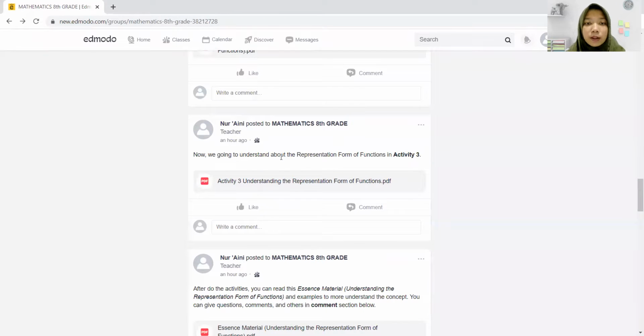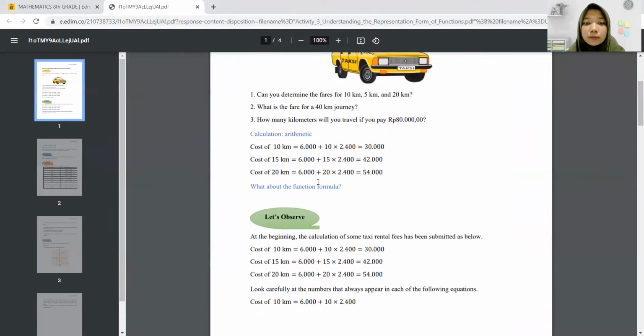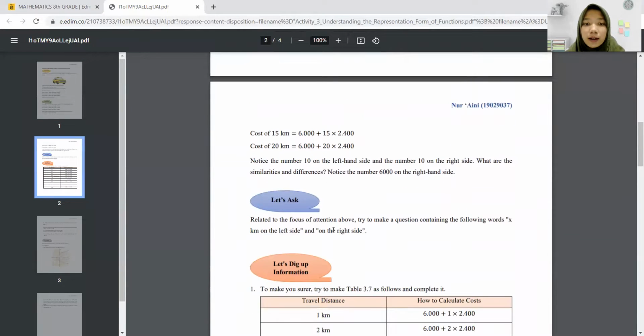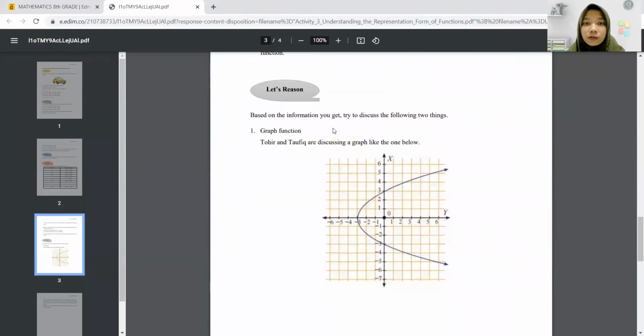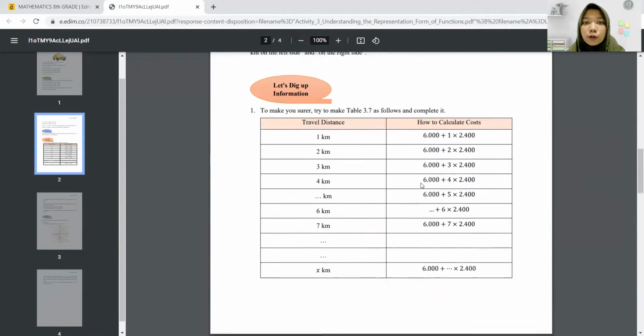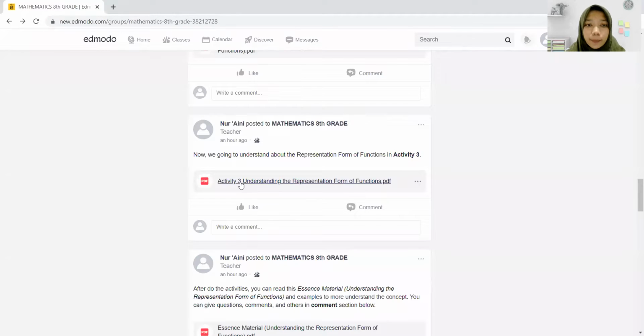Now we're going to understand about the representation form of functions in activity 3. I give the activity 3. In this activity, I give the problem. Students can observe, can ask, can dig up information, and can reason. And of course, I ask students to answer this activity.